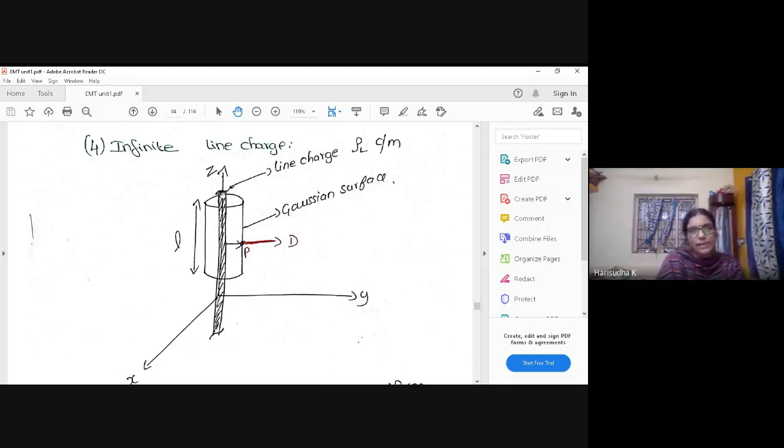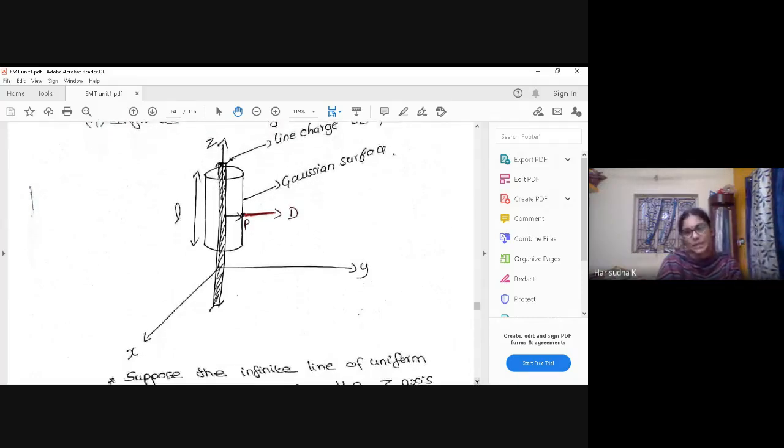So this finite line has a line charge density rho L, with unit coulomb per meter. Now I have assumed a Gaussian surface surrounding this line charge. I am assuming a cylindrical Gaussian surface, so this cylinder is my Gaussian surface. The length of the cylinder is L, and I am fixing a point P on the circumference of the cylinder. Passing through the point P, I have to find the electric flux density. So using Gauss law, my intention is to find the electric flux density.